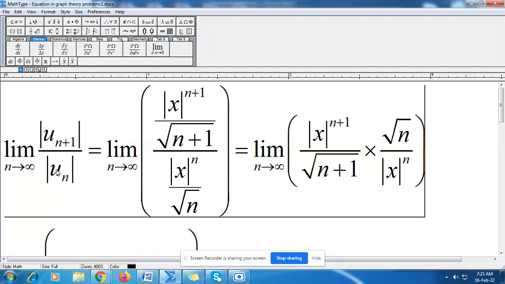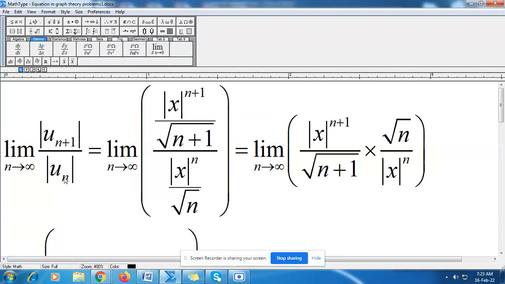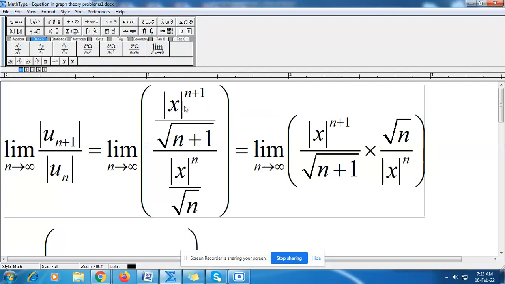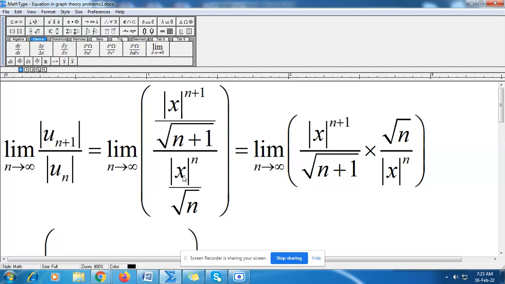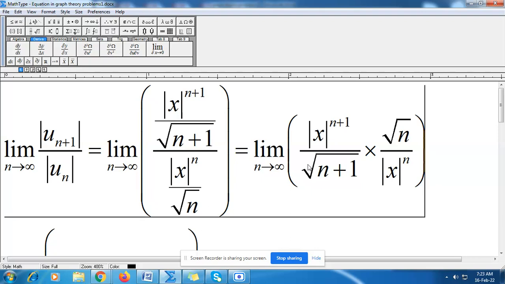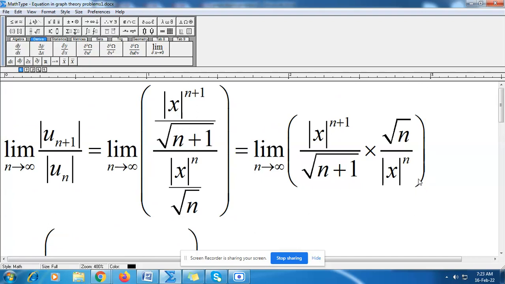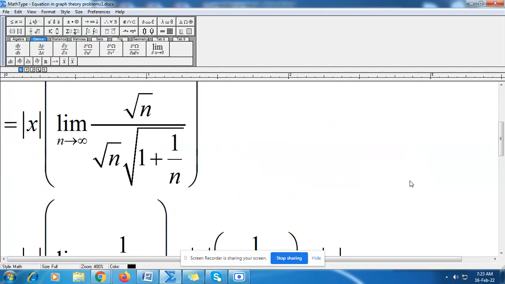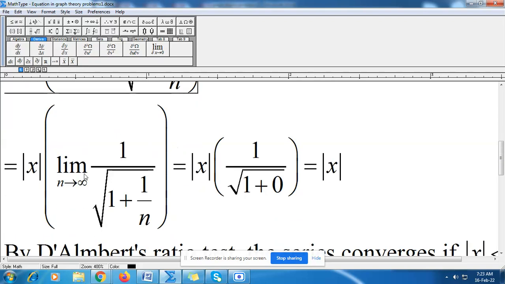Now apply D'Alembert's ratio test. Modulus un plus 1 by mod un as n tends to infinity is the limit as n tends to infinity of mod x power n plus 1 by root n plus 1, divided by mod x power n by root n. Simplify, and you get mod x into limit n tends to infinity of root n by root n into root 1 plus 1 by n, which is mod x times 1 by root 1 plus 1 by n. As n tends to infinity, 1 by n tends to 0. So finally we have mod x.